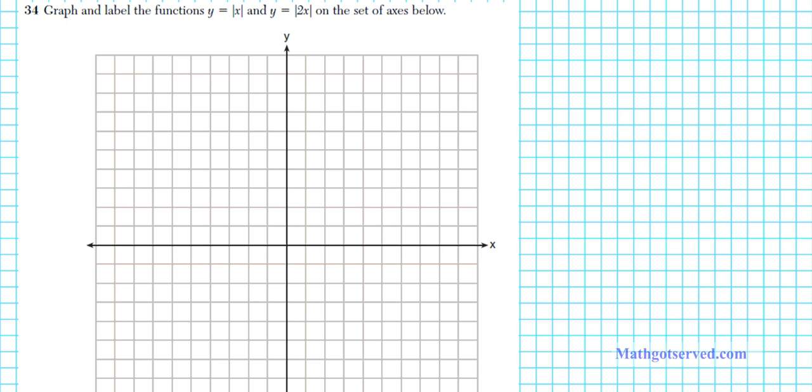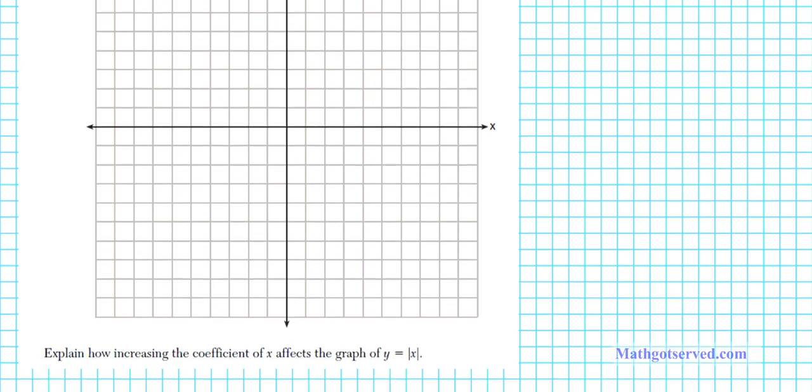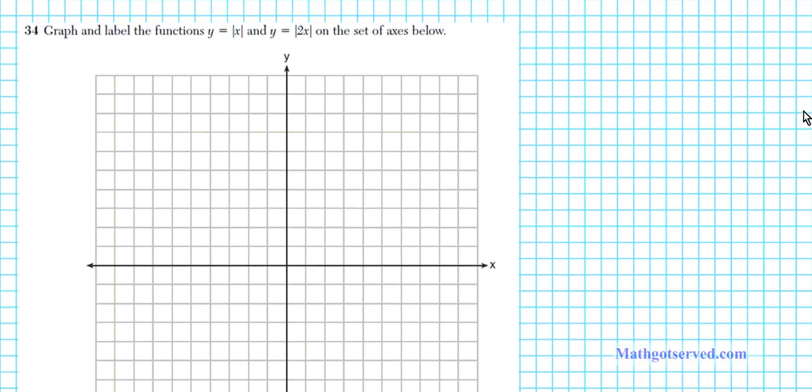For problem 34, it says graph and label the functions y equals the absolute value of x and y equals the absolute value of 2x on the axis below. And after generating the graph, we are to explain how increasing the coefficient of x affects the graph of y equals the absolute value of x. So we're going to start by graphing y equals the absolute value of x.